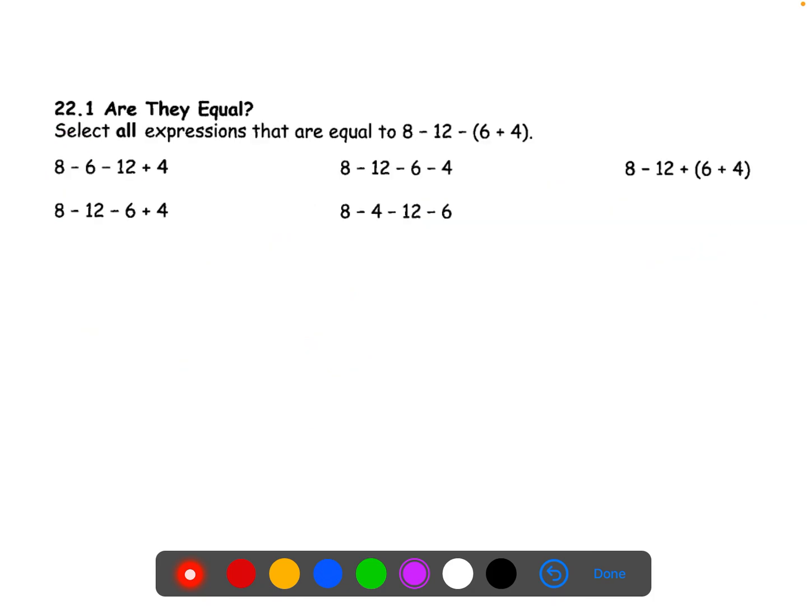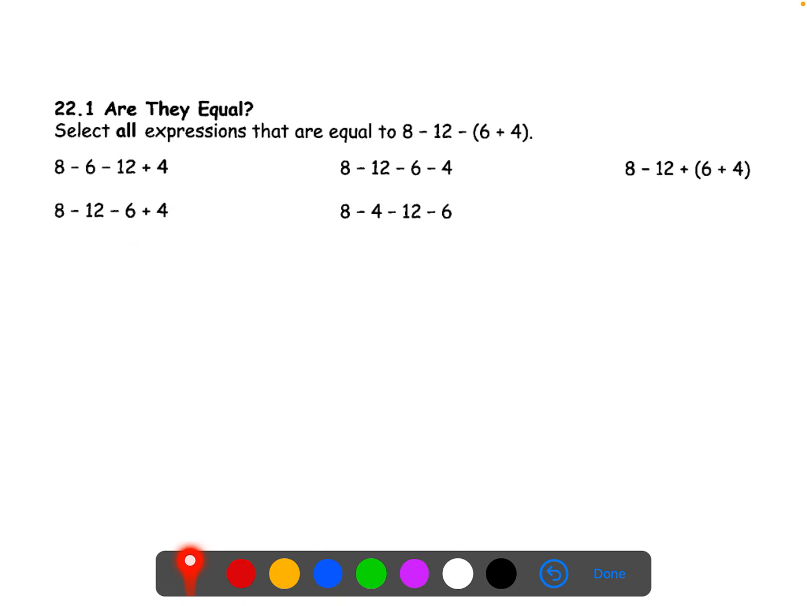Okay, let's jump to the next activity. And that's, are they equal? Select all the expressions that are equal to 8 minus 12 minus parentheses 6 plus 4. All right, we could solve this to find what it's equal to. There's no variables in here. We could come to an answer, to a number here, and then see which of these are equivalent as well, which gives us the same result. But that's going to be the longer way of doing it. There's going to be a lot of steps in solving all of these expressions.